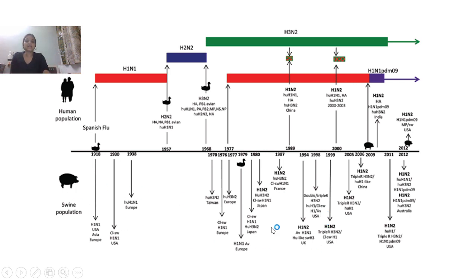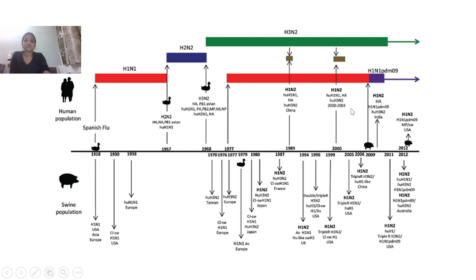So here in 1987 it is in France, and in 1989 it is in China by H1N1 and H2. Then in 1994, H1N1 in the UK as well as swine H3 in the UK. In 1998 it was also in the USA. Then in 1999 it was in the USA again.